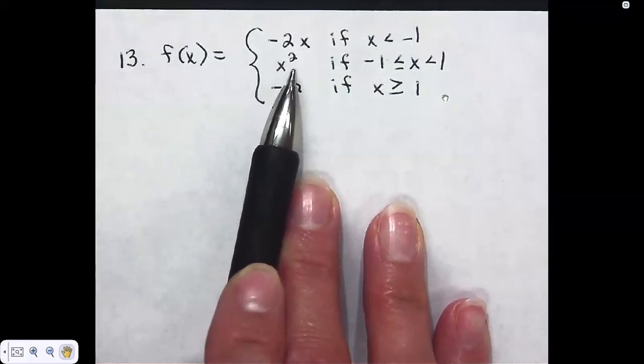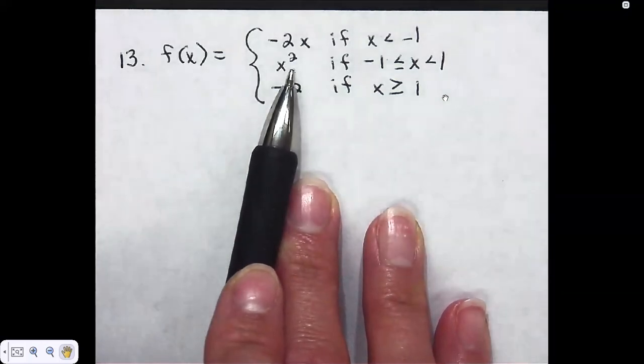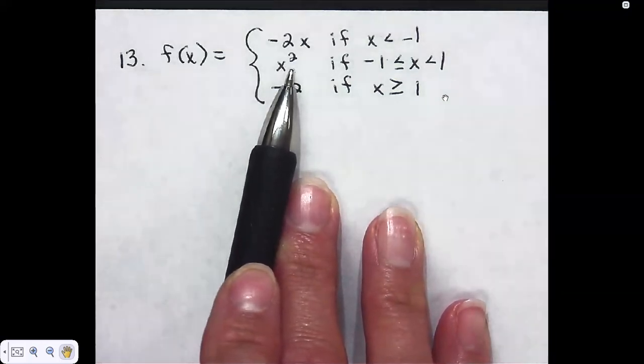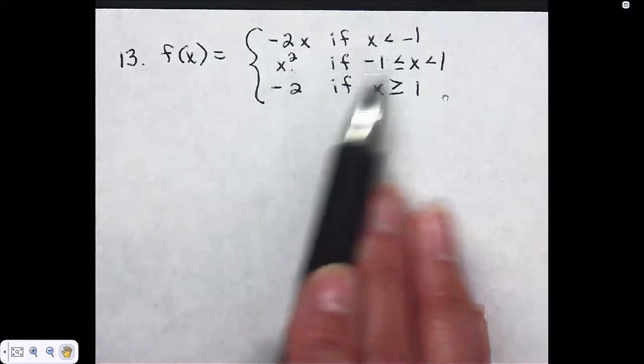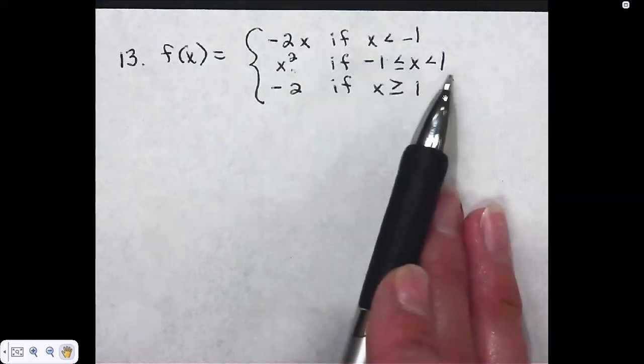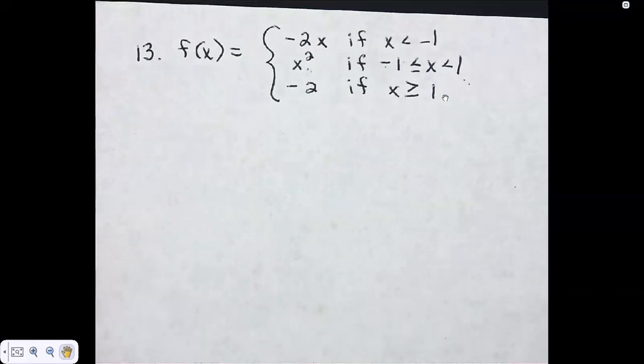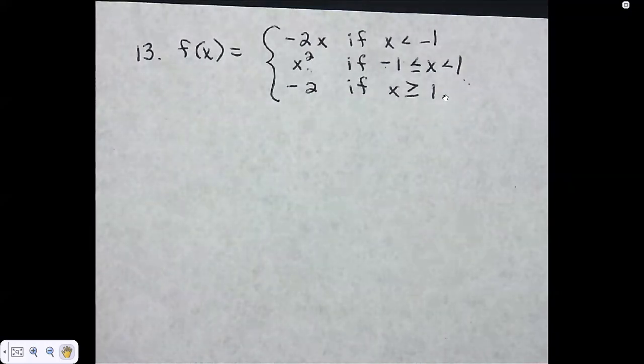What about the second part? It's a quadratic equation, so its graph is going to be a portion of a parabola from negative 1 to 1, not including the 1, but including the negative 1. And then what about the y equals 2 part, negative 2 part? It's going to be horizontal, starting at 1 and going forever to the right.